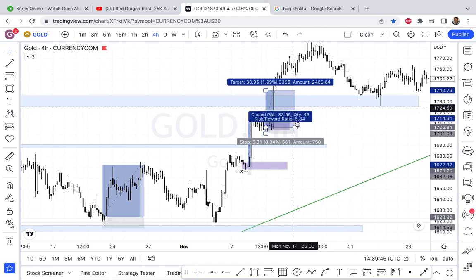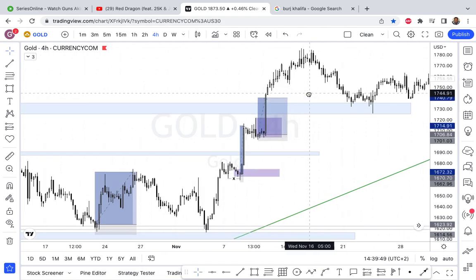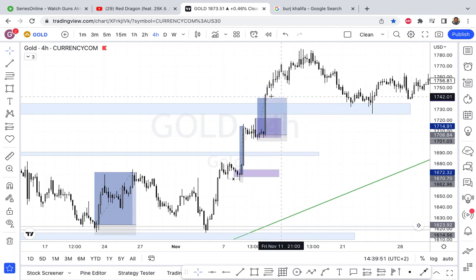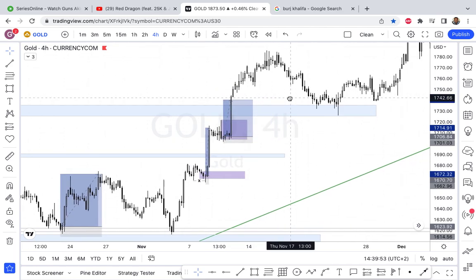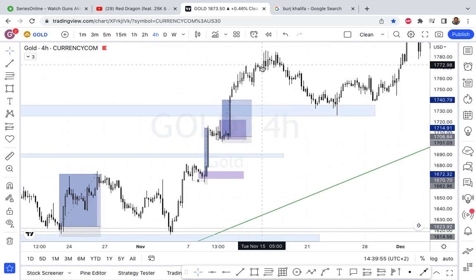Okay, there it is. It's already 1 to 5. You can take your partials here, leave 20% of your position running and see how far it goes. And then we've broken like that. We anticipate the same thing. We didn't get it over here, and then we kept on pushing up. We come down. We're looking for the same thing.